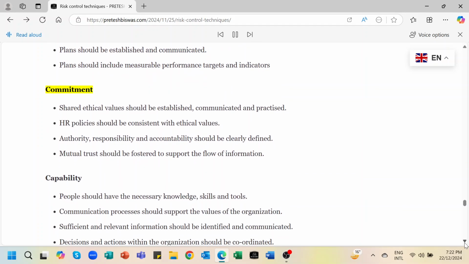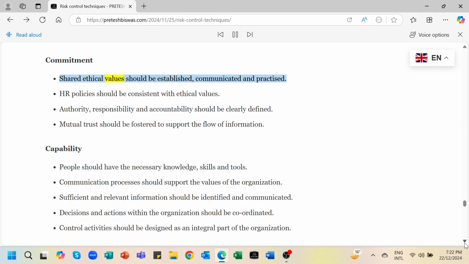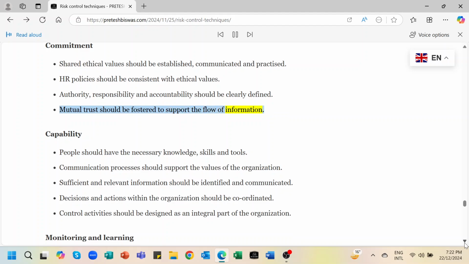Commitment. Shared ethical values should be established, communicated, and practiced. HR policies should be consistent with ethical values. Authority, responsibility, and accountability should be clearly defined. Mutual trust should be fostered to support the flow of information.